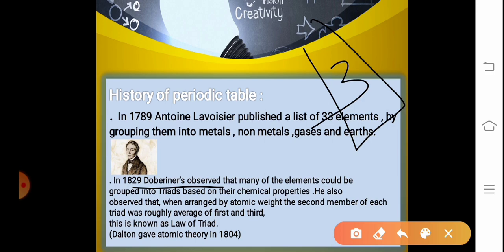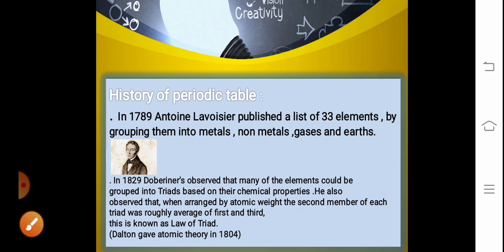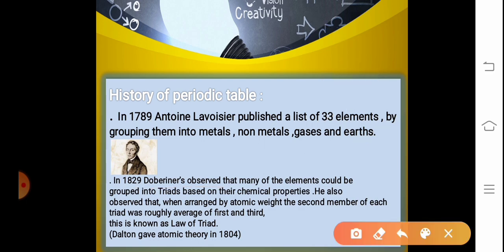Based on their chemical properties, Dobereiner observed that the atomic mass of the middle element is equal to the mean of the first and third elements. I'll explain in detail further, but I'll give you an idea. He arranged the elements by looking at their atomic weight, and he saw that the atomic mass of the middle element is the average of the first and third.